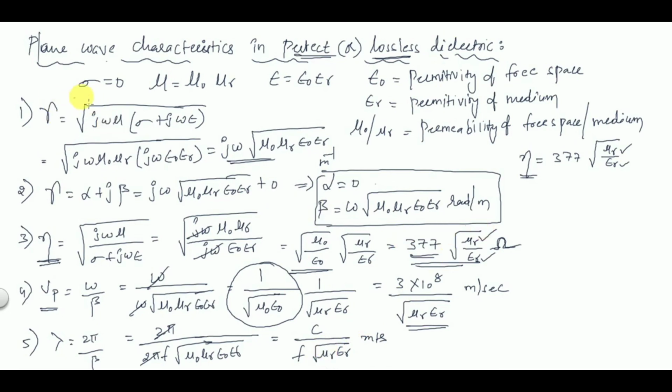Okay, since sigma is equal to 0, it also follows that tan 2 theta n is equal to 0, because this value is sigma by omega epsilon. Since sigma is equal to 0, this value is also equal to 0. Okay, so therefore tan 2 theta n is equal to 0, and when tan 2 theta n is equal to 0, then theta n is obviously equal to 0 degrees. Okay, so these are the characteristics of a wave when it is traveling in perfect or lossless dielectric.